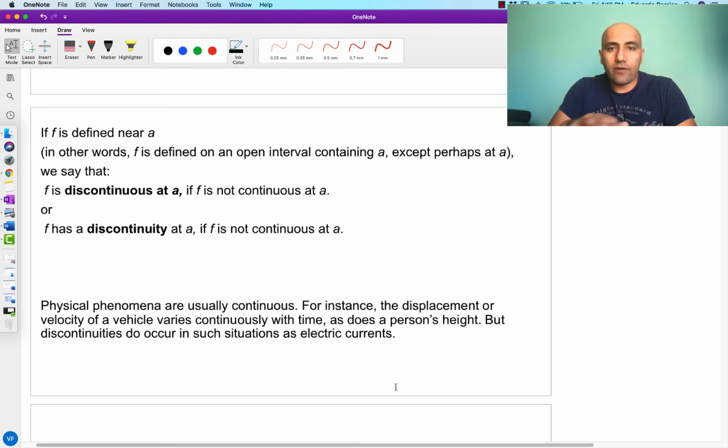You can't go from being 4 foot 5 at one point in your life to being 4 foot 10 without those middle values. You can't skip anything. You grow continuously. But discontinuities do occur in fields such as electrical currents. So any future electrical engineers are going to deal a lot with graphs that have discontinuities.